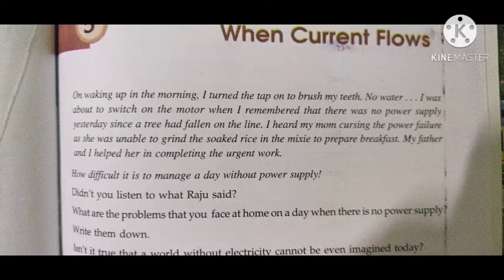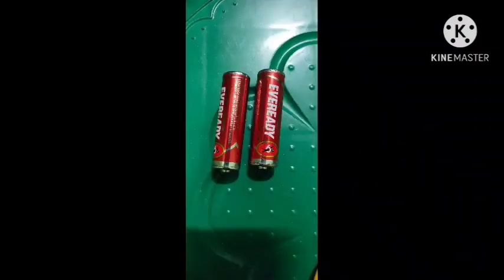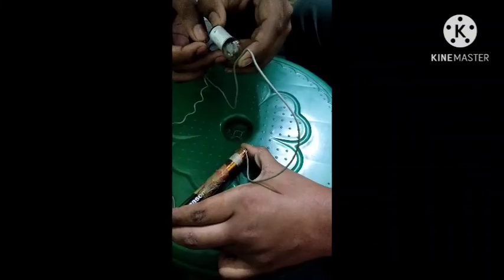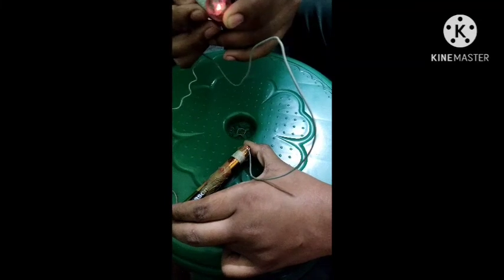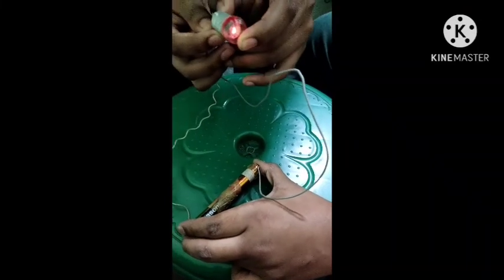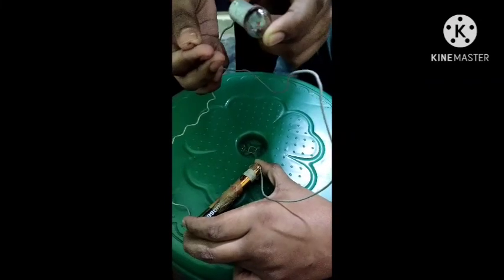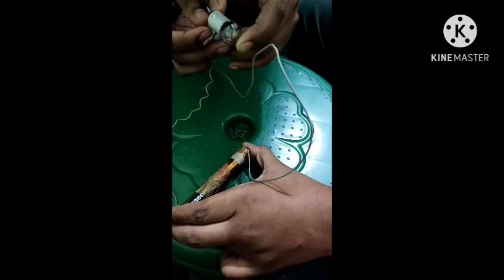Let's start our first activity: how the torch bulb glows. Here, I take a torch bulb, 2 torch cells and 2 pieces of copper wire. Let's arrange these things in order to light the bulb. See this light and bulb? This arrangement is an electric circuit.